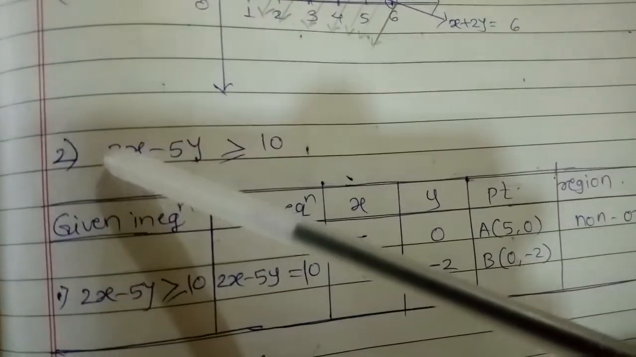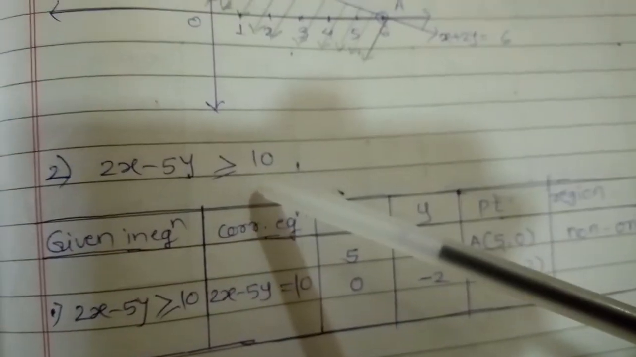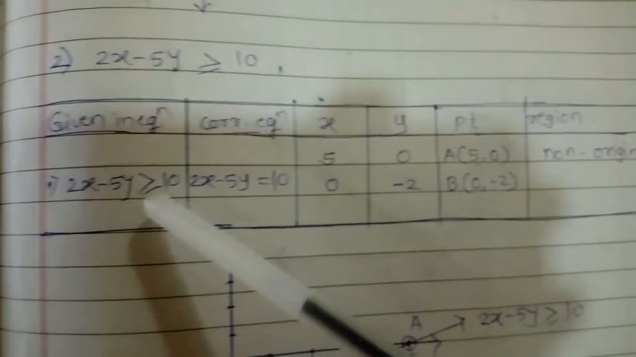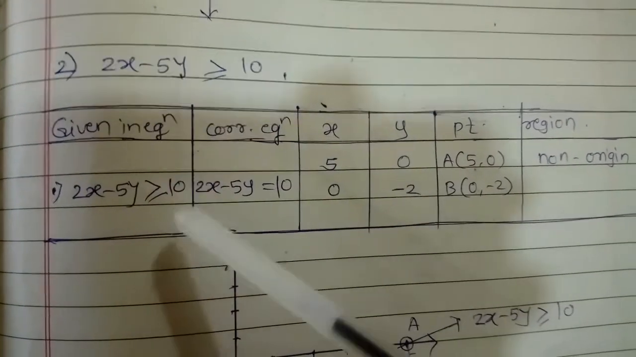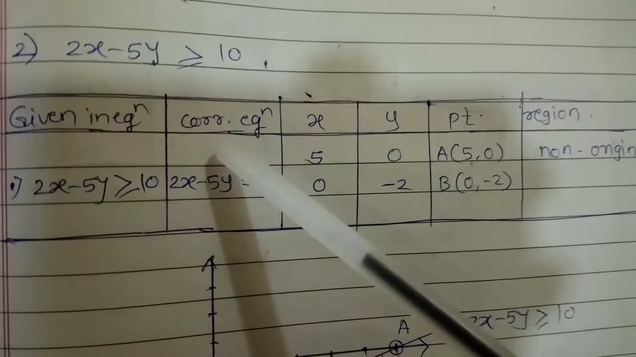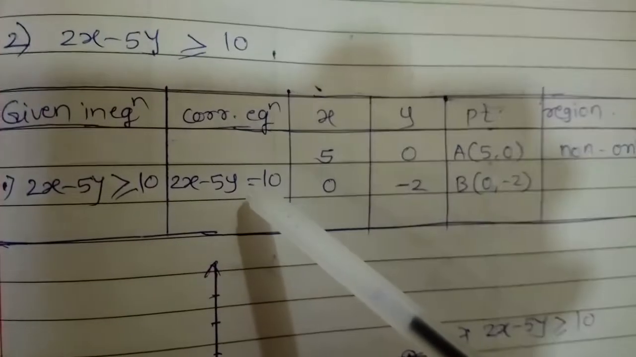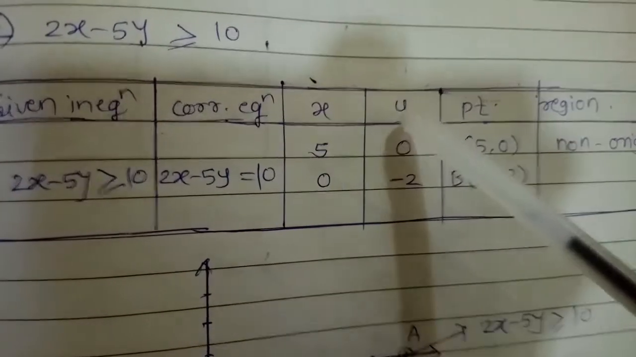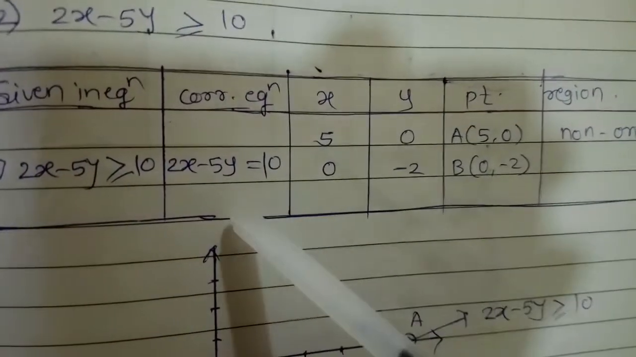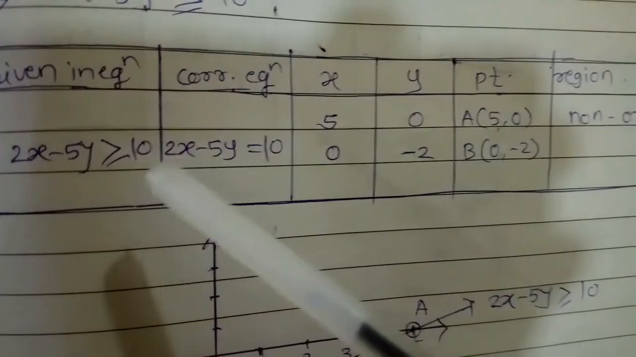Now the next example: 2x minus 5y is greater than or equal to 0. Again the same procedure. The given inequation is 2x minus 5y greater than or equal to 10. Take the corresponding equation, just remove the inequality sign and write the equal sign. Find the x and y coordinates. First we put y equal to 0 in this equation.